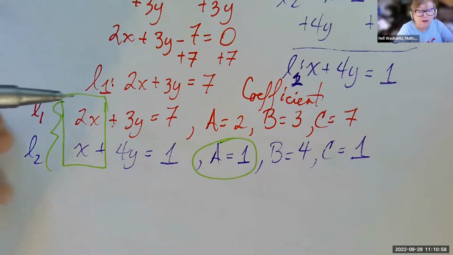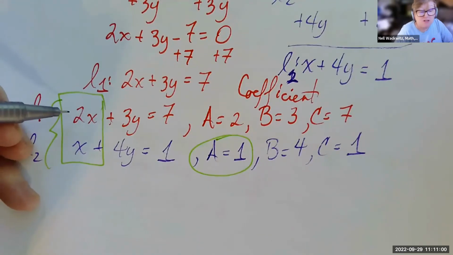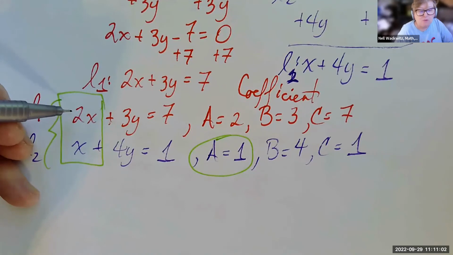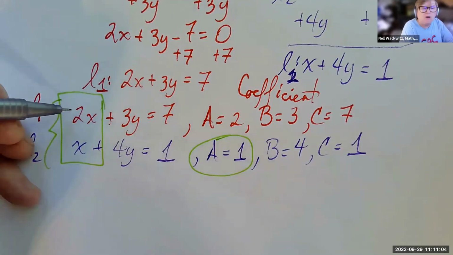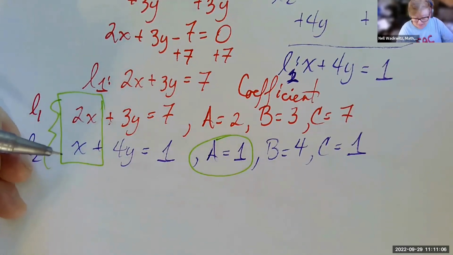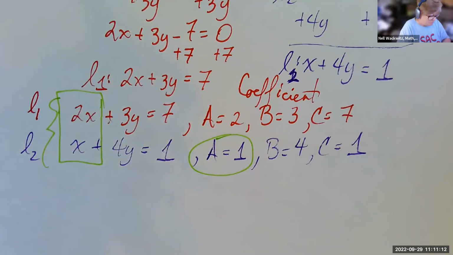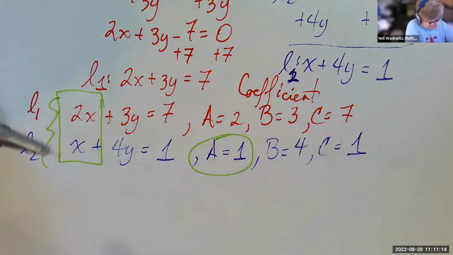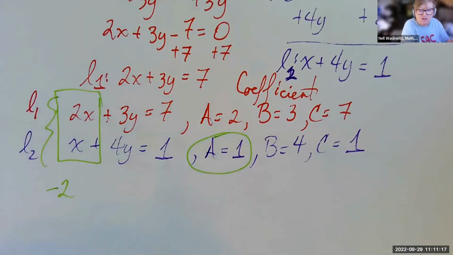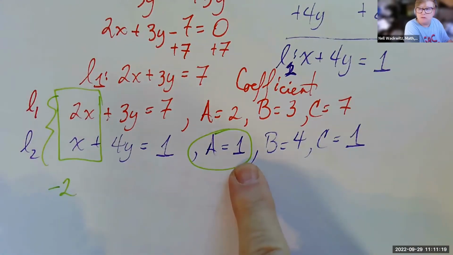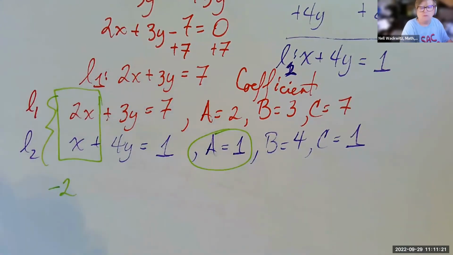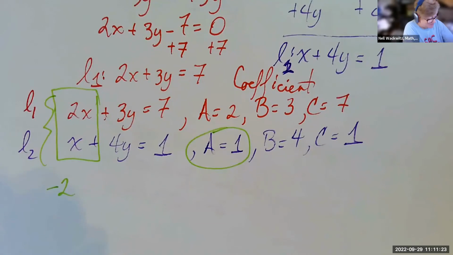In line 1, X has a coefficient of +2. That means we want to turn this 1 into a -2. So we would multiply everything by -2. Excellent. And do you see why we're choosing a 1? Because it's easier. Yes, exactly right.